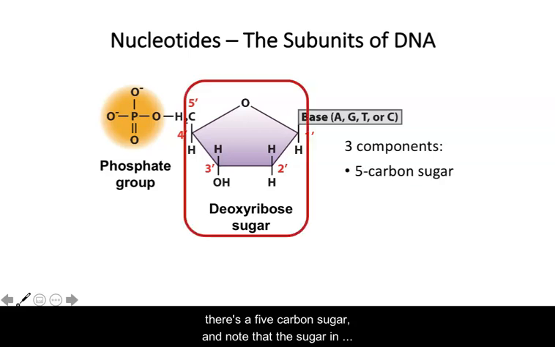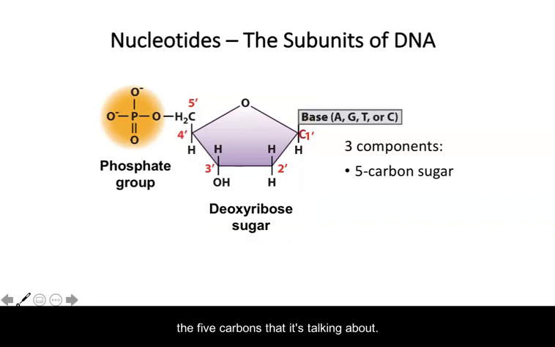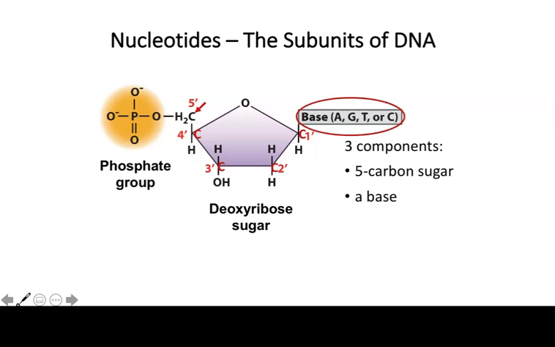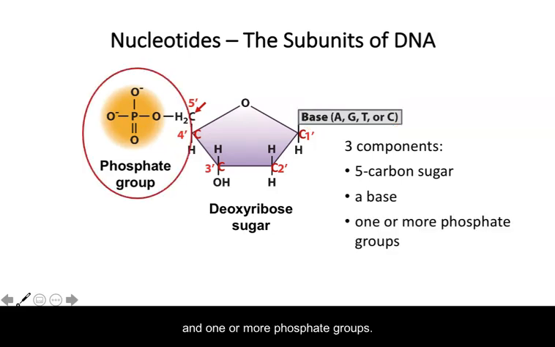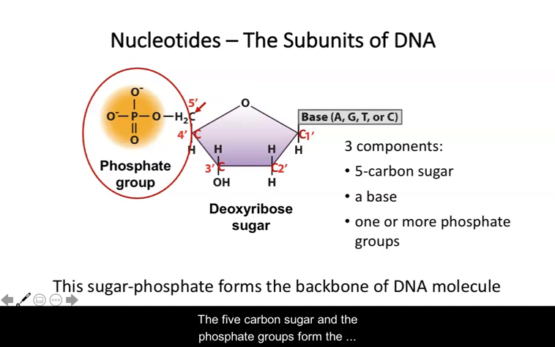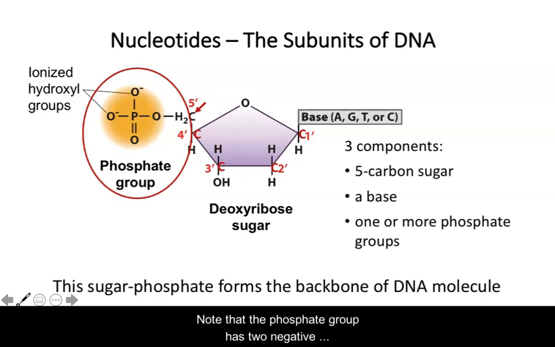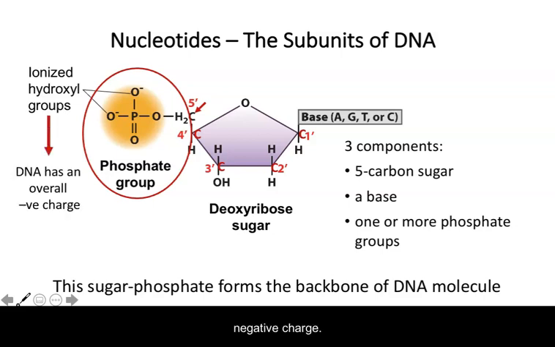There's a 5-carbon sugar, and note that this sugar in DNA is deoxyribose, and this pentagon shape has the 5 carbons that it's talking about. There is also a base and 1 or more phosphate groups. The 5-carbon sugar and the phosphate groups form the backbone of the molecule. And note that the phosphate group has 2 negative charges on its oxygen atoms, and that gives DNA an overall negative charge.